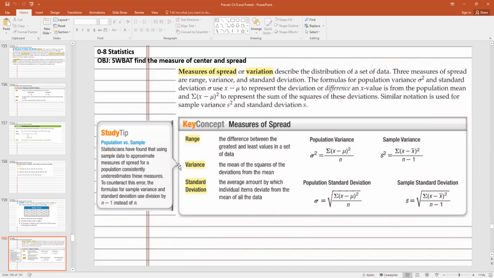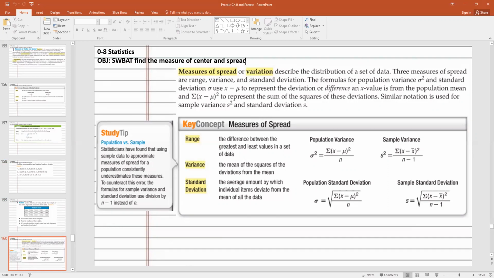So I want to look at the measures of spread. The center has three: mean, median, and mode. The spread, or variation, is the distribution of the set of data. And that one has three as well. It has the range, variance, and standard deviation. RVSD. I tried to come up with a word spelled with those letters, and I could not.